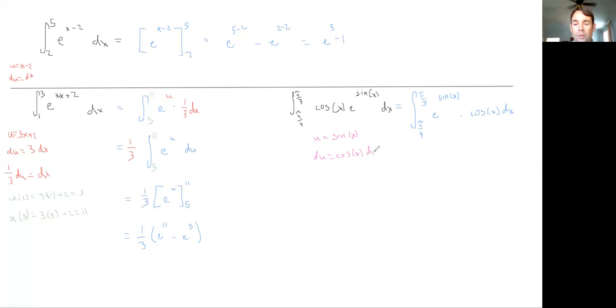Well, I can still do a u sub on this one if I wanted to, and it doesn't really matter, but I have all the pieces there, so there's really no reason to. So we can just go ahead and integrate it. So that means we have everything we need. So the integral of this is just e to the sine x. So we plug it all in here.